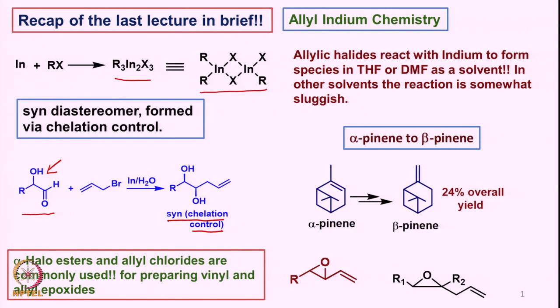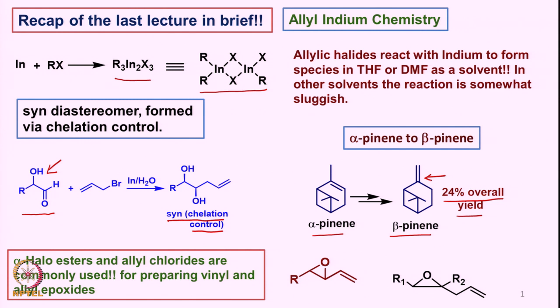Then we also looked at how alpha pinene can be converted to the beta pinene, although the yield is only 24% overall, but still it is a very important reaction, since alpha pinene, which is the thermodynamically more stable olefin, a tri-substituted olefin, gets converted to beta pinene, which has an exomethylene group here and is thermodynamically less stable. So therefore, it is a very good application of the indium based isomerization.